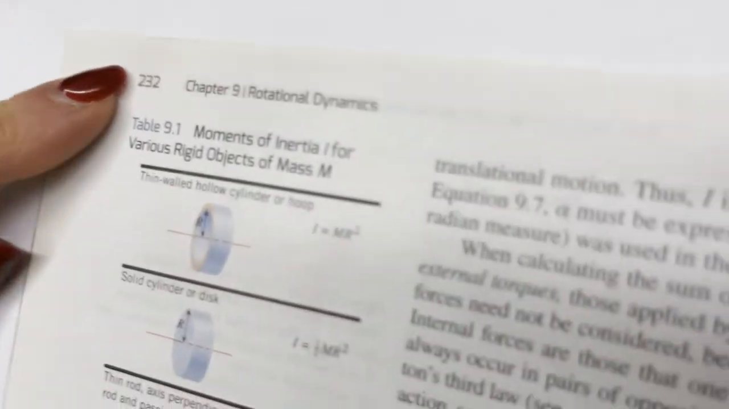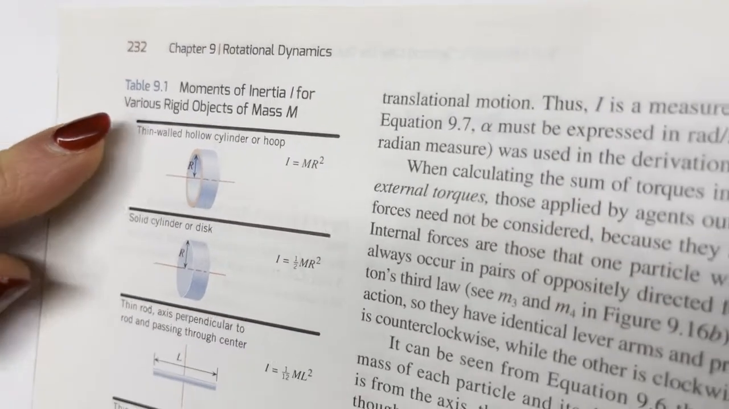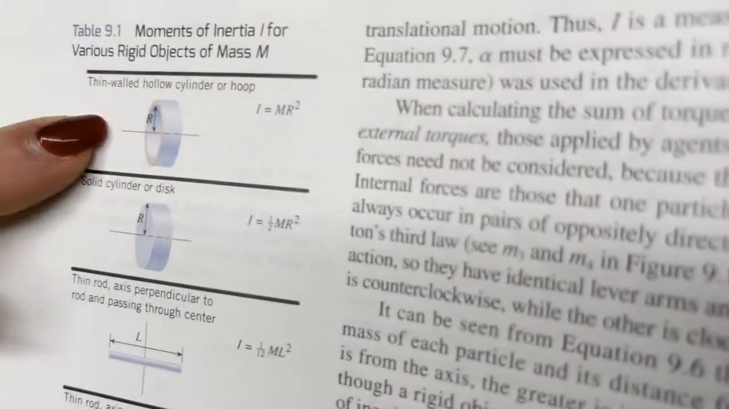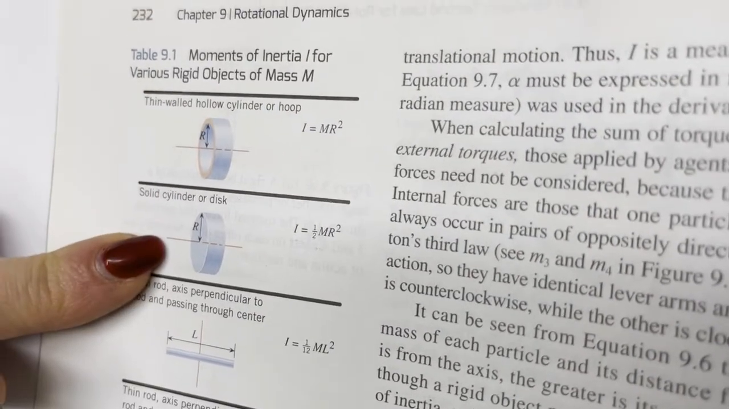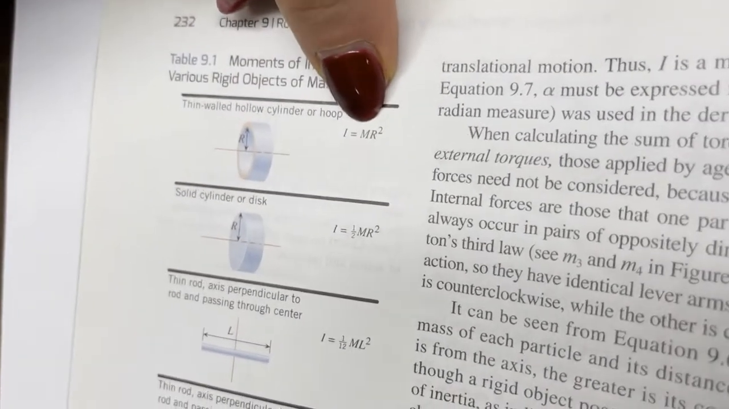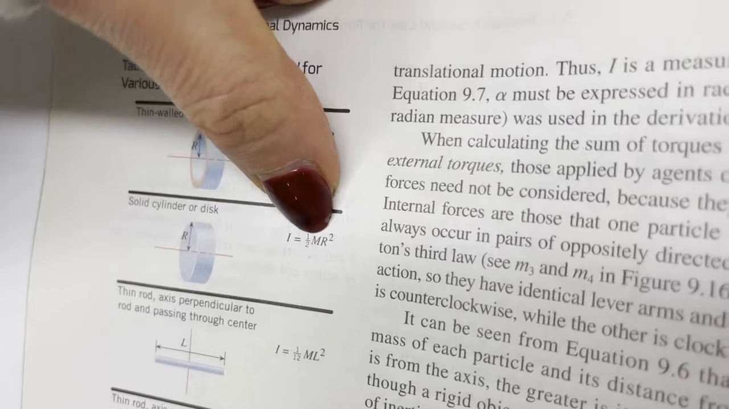Okay, so page 232, and we have table 9.1, moments of inertia I for various rigid objects of mass m. We have a hollow cylinder here, we have a solid cylinder here. Let's just take a look at the moments of inertia. That's mr squared, and this one is 1/2 mr squared.